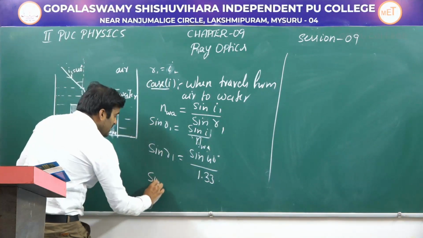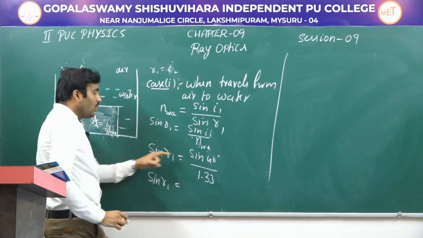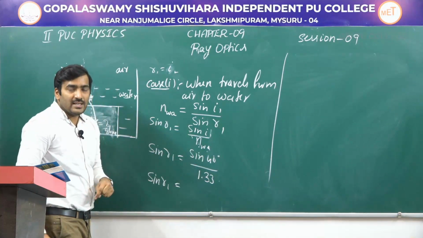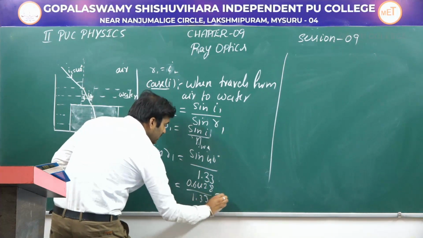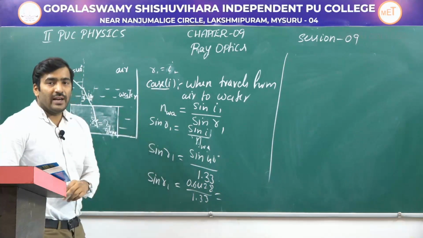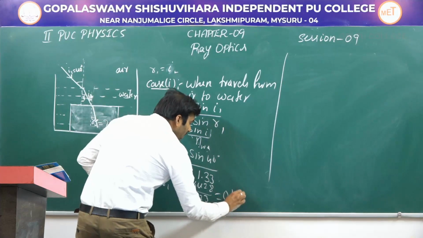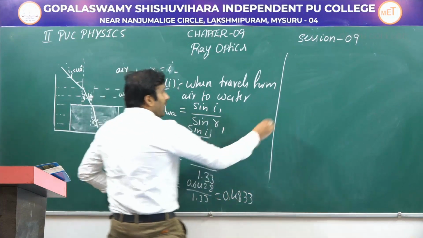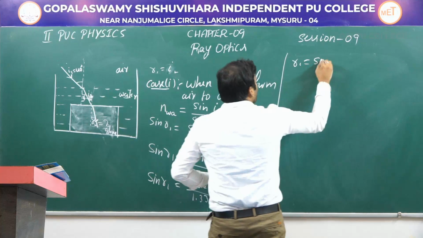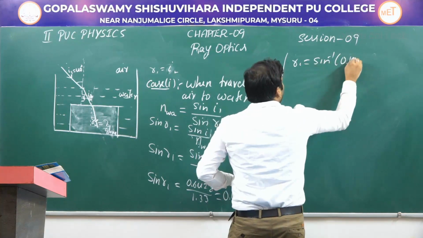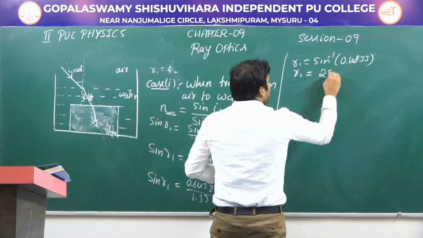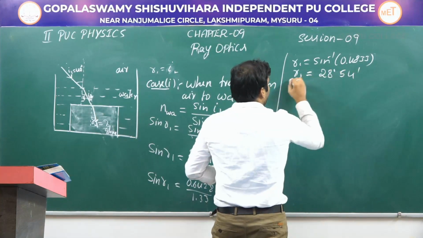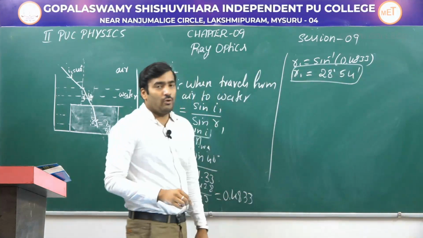Let us find out this. Sin R1 is equal to, the value of sin 40 degree is 0.6428 divided by 1.33, and if you do this, what you will get is 0.4833. Finally, R1 equal to sin inverse of 0.4833, and this R1 will be 28 degree 54 minutes. So we got the value of R1.